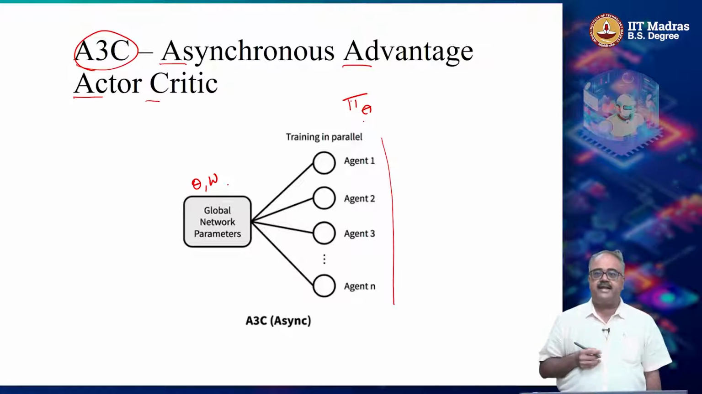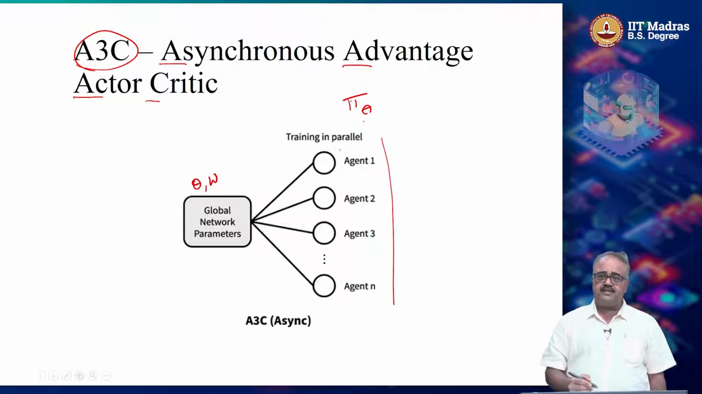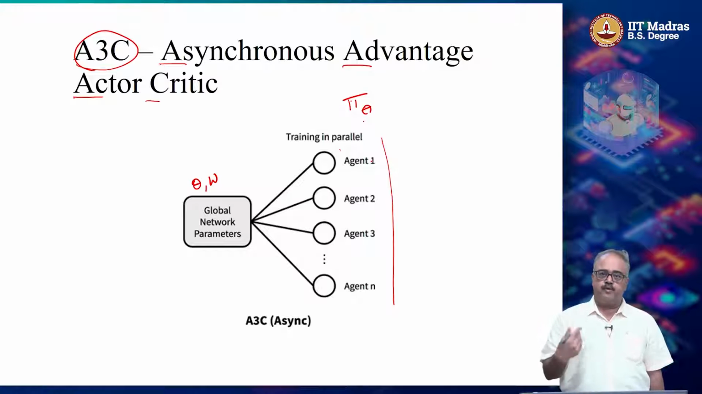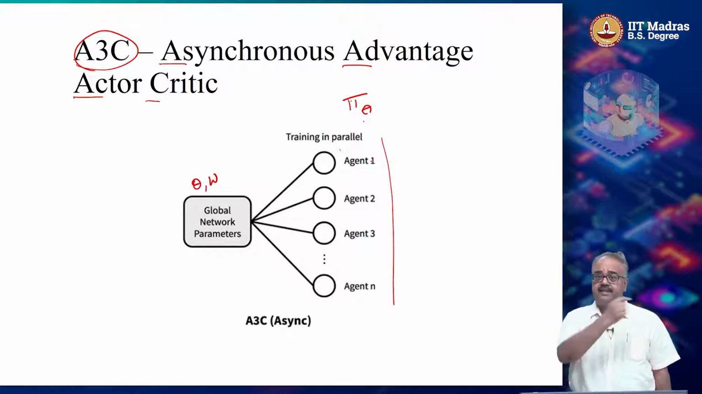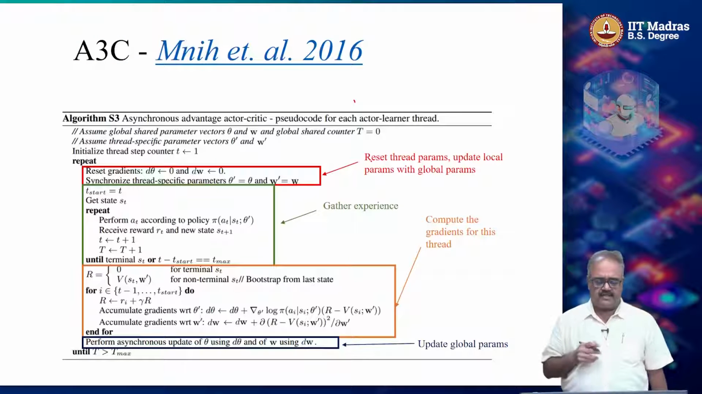So, that maintains the theta and w, and each of these agents is going to take a copy of the theta and w, run some trajectories on the world, and get these experiences, compute the gradient for theta and w, and send them back to the central server so that the parameters can be updated. So, that is roughly the idea. So, let us see how that is done.